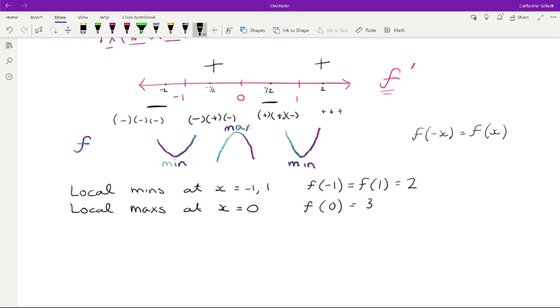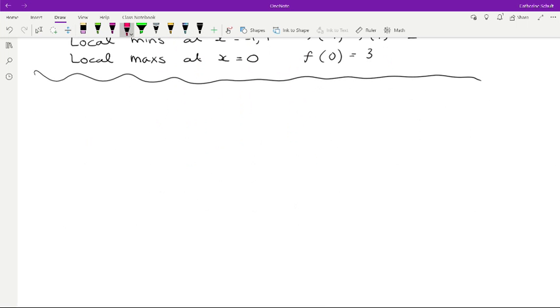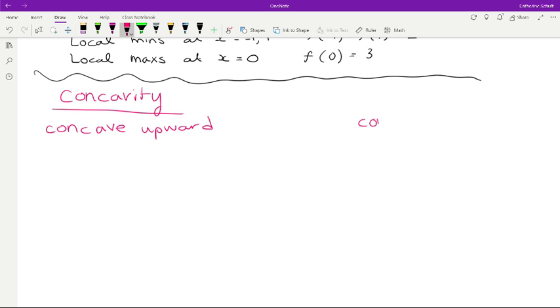All right, so we know how to find local mins and local maxes. Now we're going to be talking about something called concavity. And there's two types of concavity. There's something called concave upward, and then there's something called concave downward.